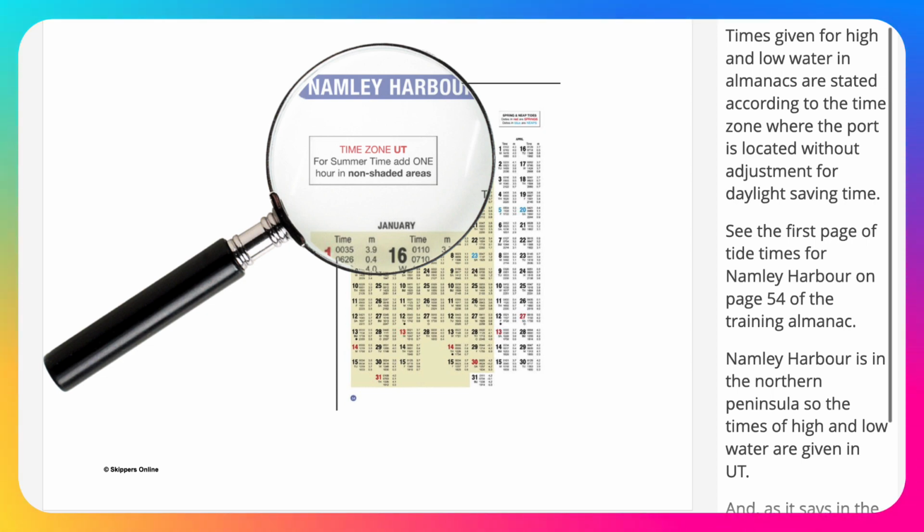Times given for high and low water in almanacs are stated according to the time zone where the port is located, without adjustment for daylight saving time. See the first page of tide times for Namly Harbour on page 54 of the Training Almanac. Namly Harbour is in the Northern Peninsula, so the times of high and low water are given in UT. And, as it says in the top left-hand corner of the page, if we are operating in summer time, we need to add 1 hour in the non-shaded areas.